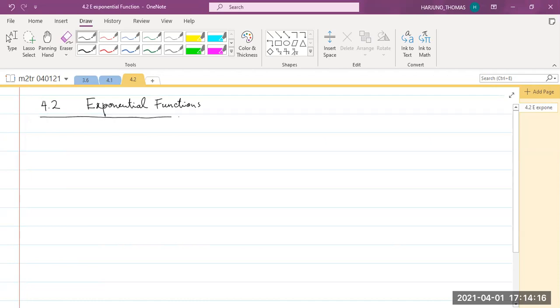Basic exponential functions have f(x) equals a to the x, where a is greater than 0, not even 0, greater than 0, and a cannot be 1. The base has to be positive, but even if it is positive, it cannot be 1.